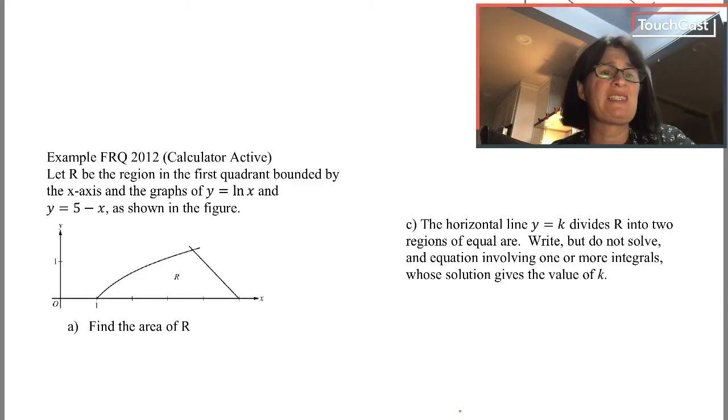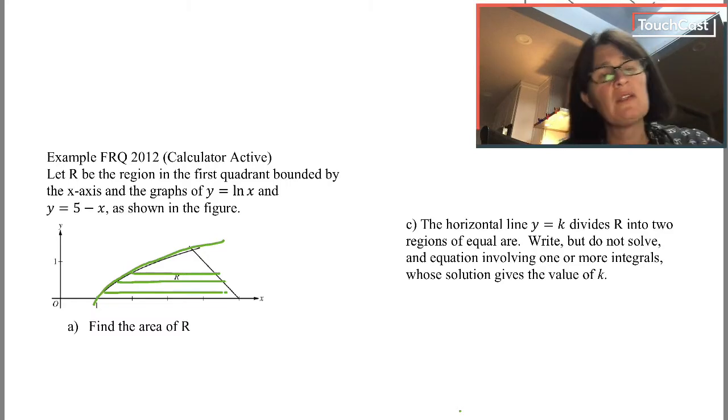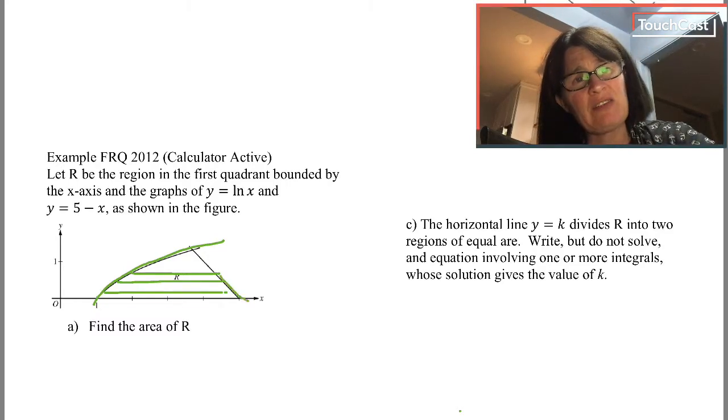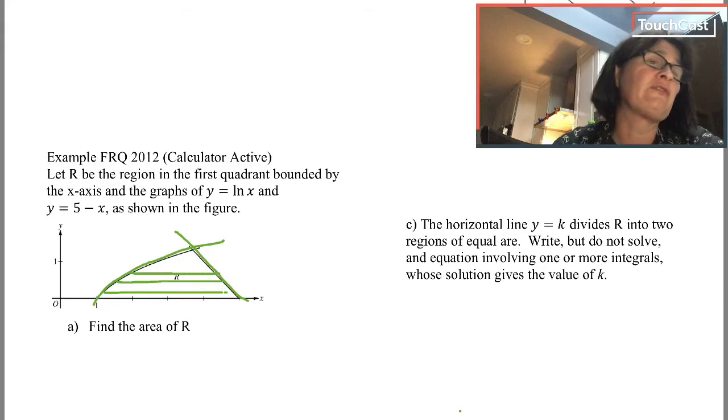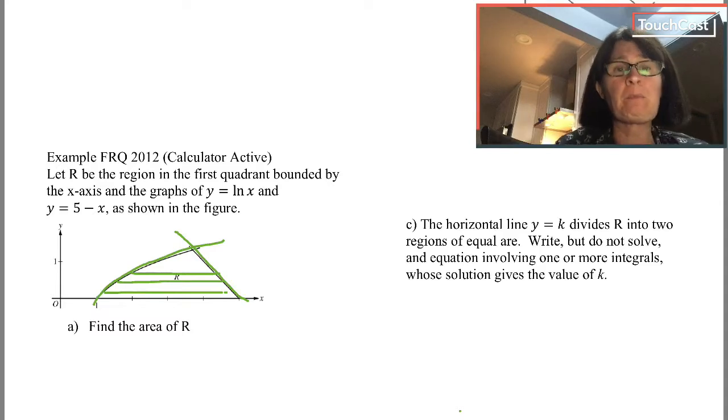You might have noticed instead that you could have drawn your rectangles horizontally, in which case the left edge of every rectangle touches this curve, y equals natural log of x, and the right edge of every rectangle touches that curve, which is 5 minus x. So I can actually integrate with respect to y and write one integral for this area.